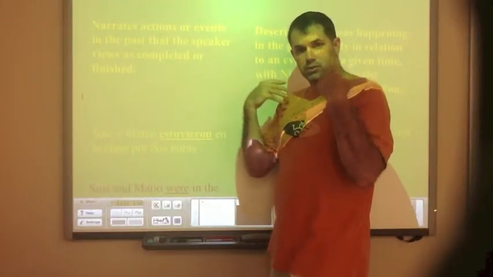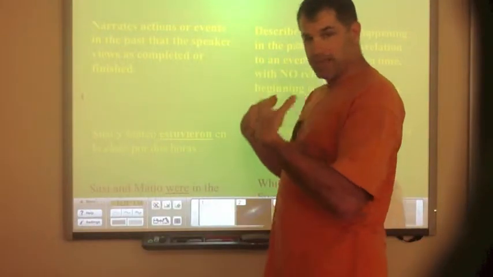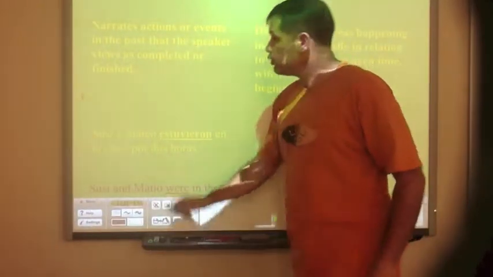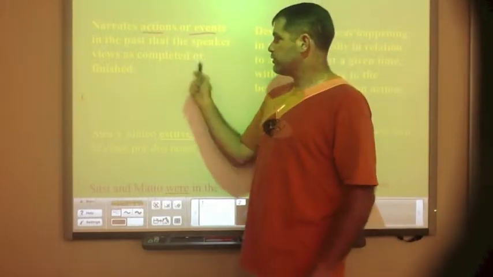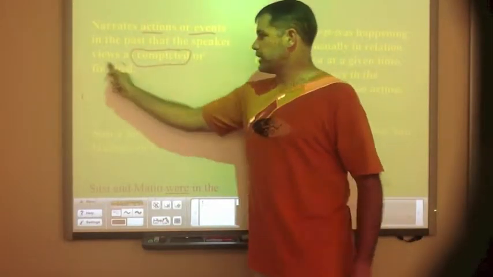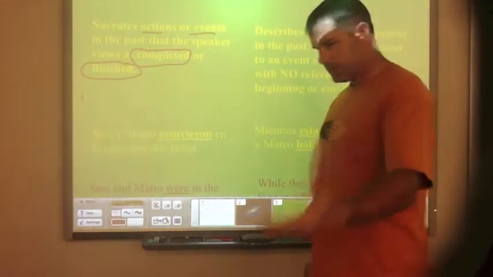Both of these we're using to talk about something that happened or used to happen. So we use the preterito to talk about actions or events in the past that the speaker views as completed or finished. Those are two key words, completed or finished.